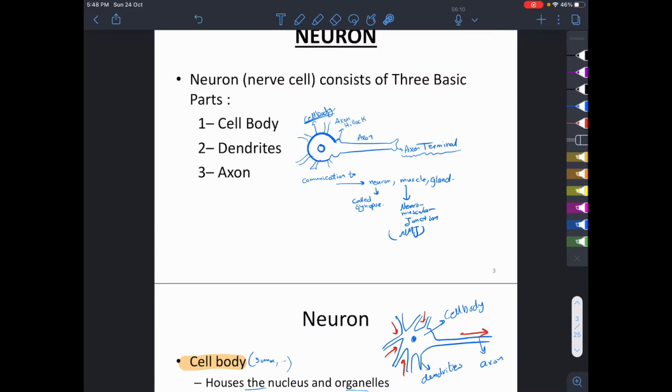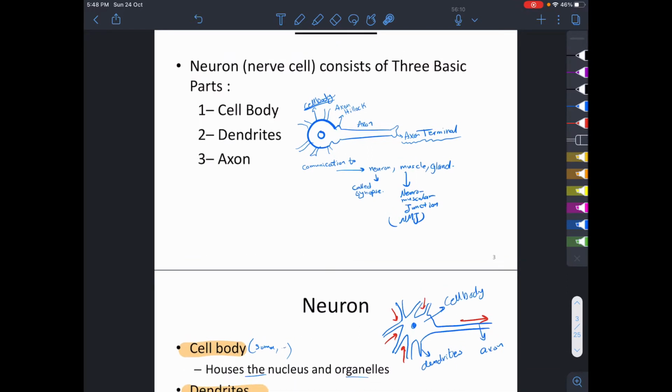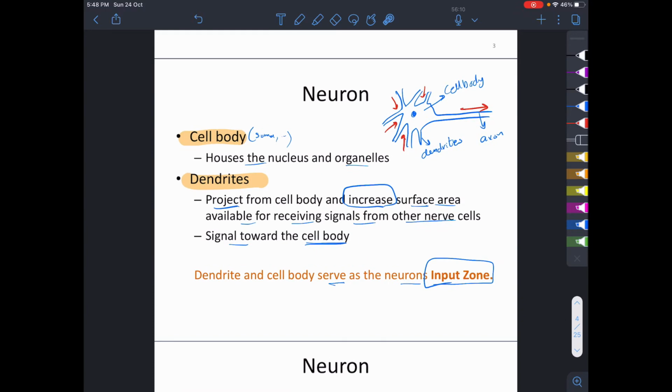The dendrites actually collect information. So these are very important. So as we said, the cell body is housing the nucleus and organelles such as mitochondria and all the other organelles we know in the cell body, of course.